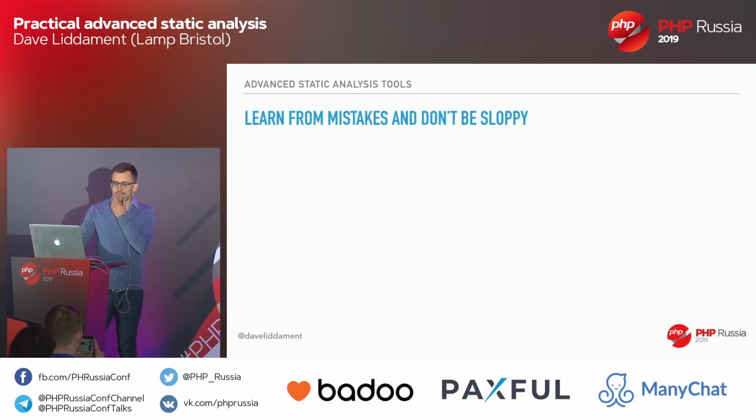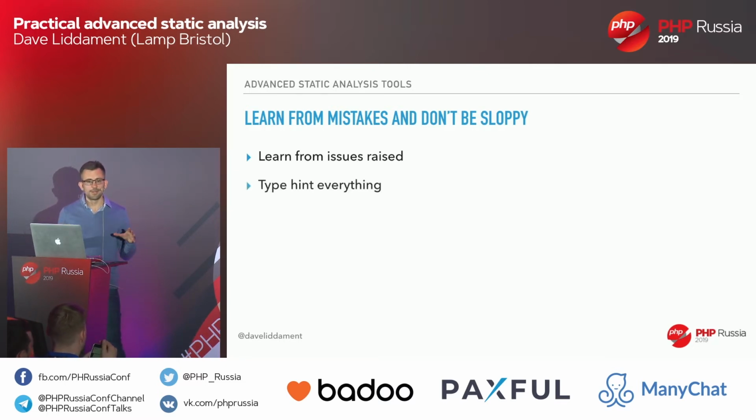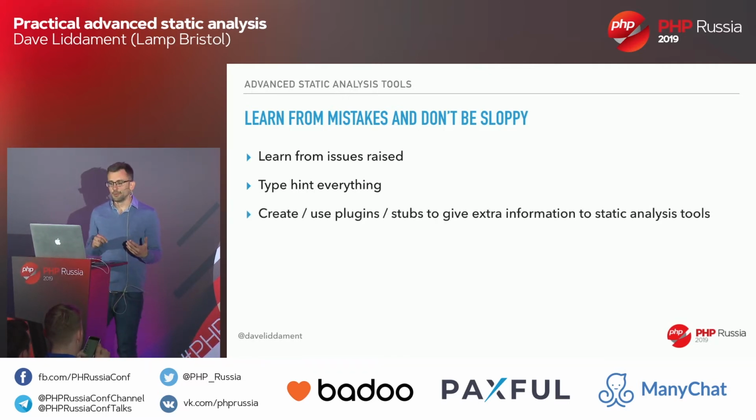So the key message is, when you start using these tools, you need to learn from the mistakes. So look at the issues it's raised and modify how you program your code. Type hint everything, including generics in the ways we've discussed. And if you need to do anything more, then you can use the plugins or stubs to give additional information to the static analysis tools.